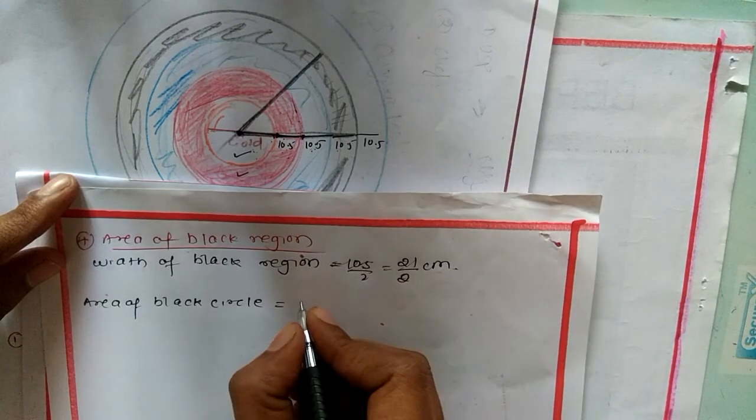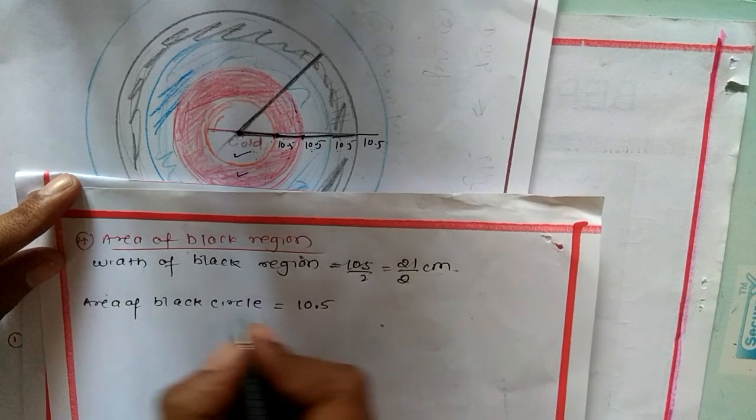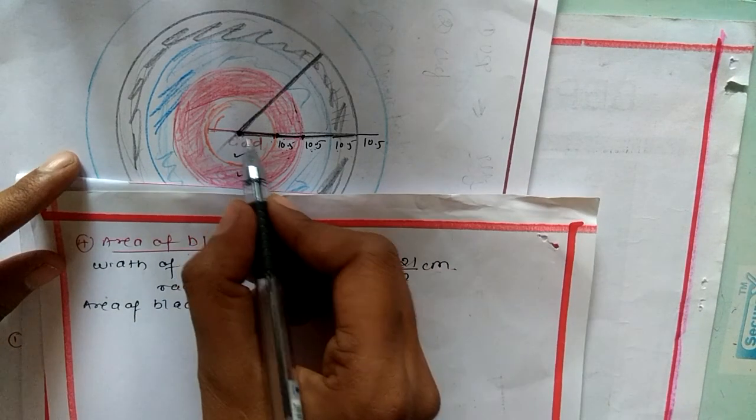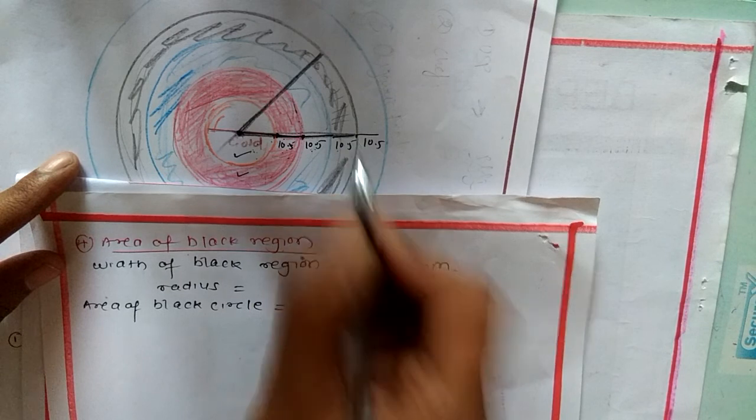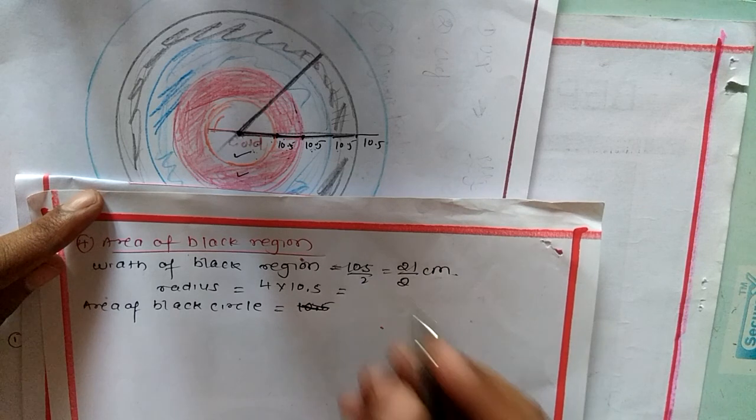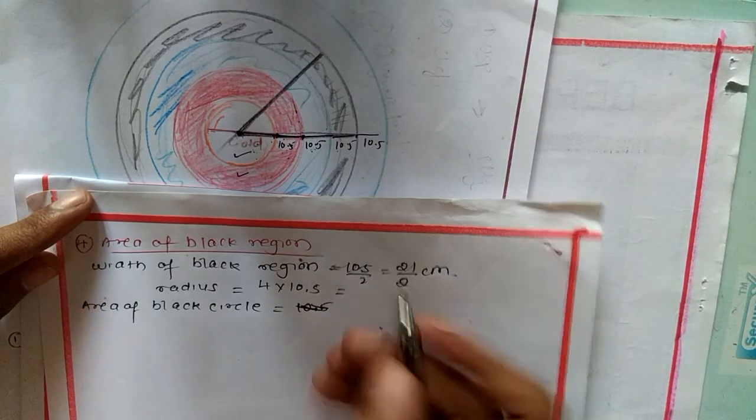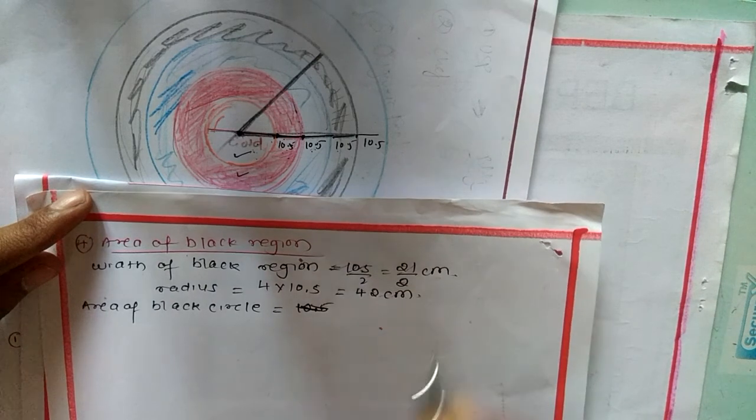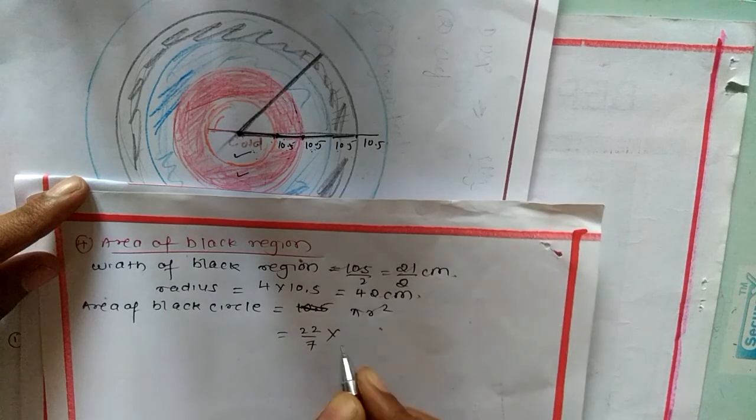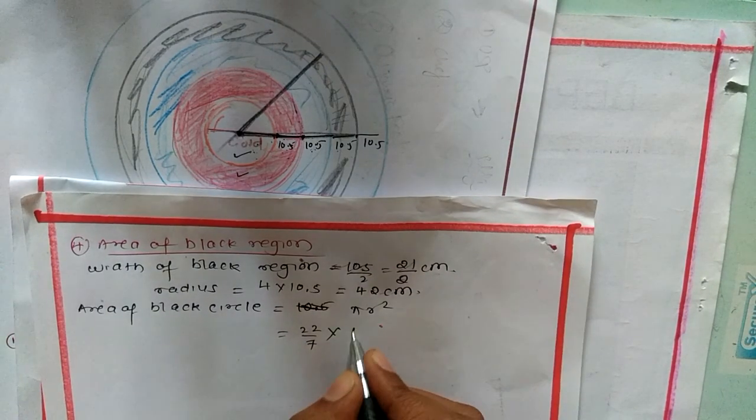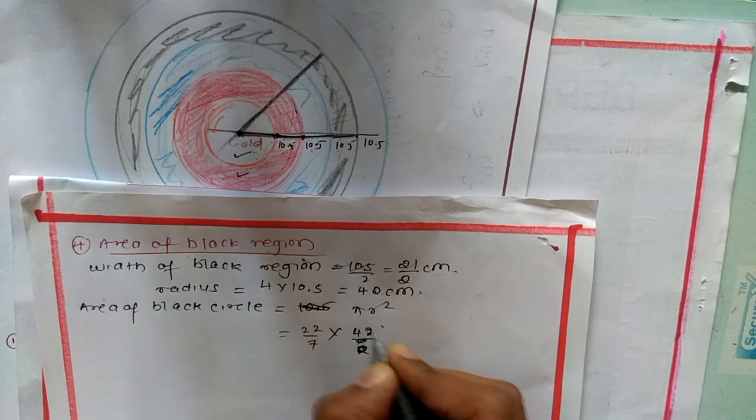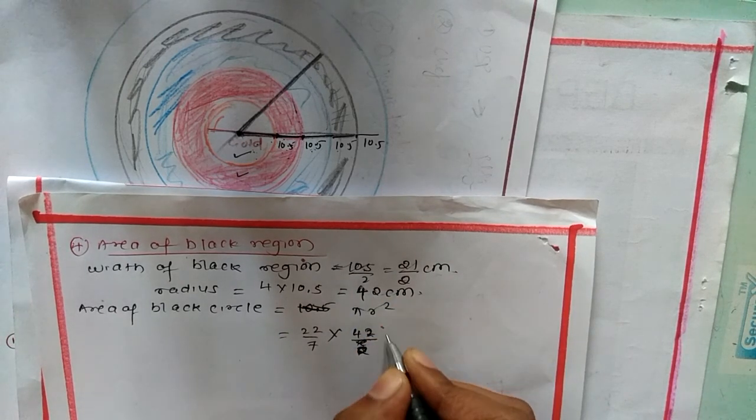So what I'll do, I'll take this 10.5. We have to find out the radius, isn't it? So radius we'll find out first. Radius is what? 10.5, 10.5, 4 times you can add. Otherwise 4 into 10.5. If you find this, you will get the answer 42 centimeter. This is the radius we got. So area of black circle, pi r square. Pi is 22 by 7. Then r we can write as 42 divided by 2. Sorry, we don't want this division. We have completely got here a whole number, 42 into 42.